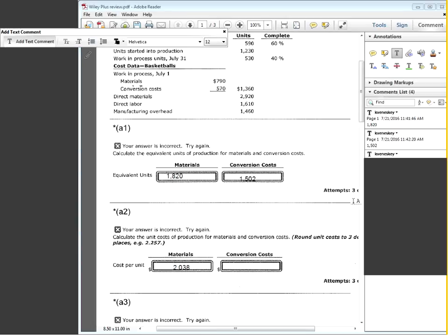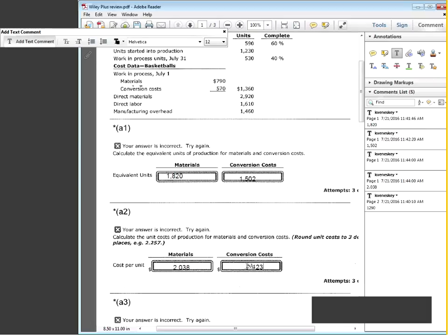Now we move to conversion costs. Conversion costs are what I had at the beginning of the month, 570, plus, remember that conversion costs include labor and overhead, so 1610 plus 1460. So I have a total conversion cost of 3640, and I want to divide that evenly out over the 1502 items for conversion costs. And to the third decimal, I get 2.423.